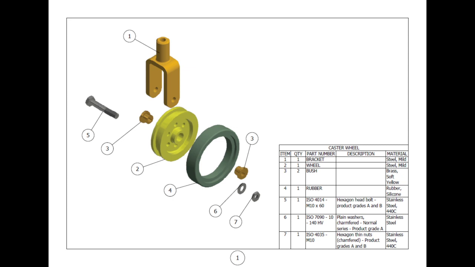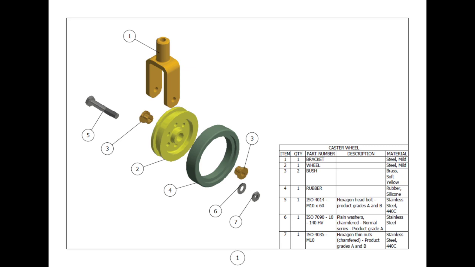At the lower right corner, we have a table that we call the parts list, with the name of the project, caster wheel, and we have columns with item, quantity, part number, description, and material. The item consists of the numbers of the balloons, as we can see, number 1. Quantity is how many parts we have in our assembly. So we have 1 bracket, the part name is bracket, and the material is mild steel.